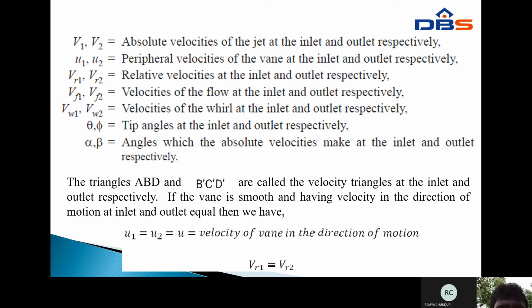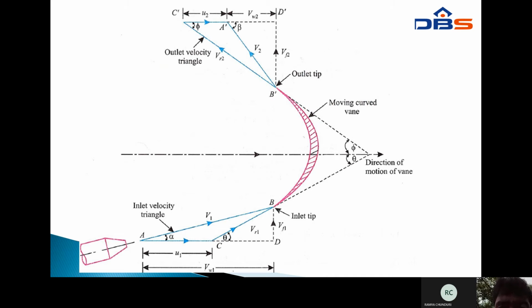This derivation is the most important derivation. As shown in the figure, the triangle ABD is the inlet diagram and the triangle B dash C dash D dash is the outlet diagram. All of you have seen the diagram.